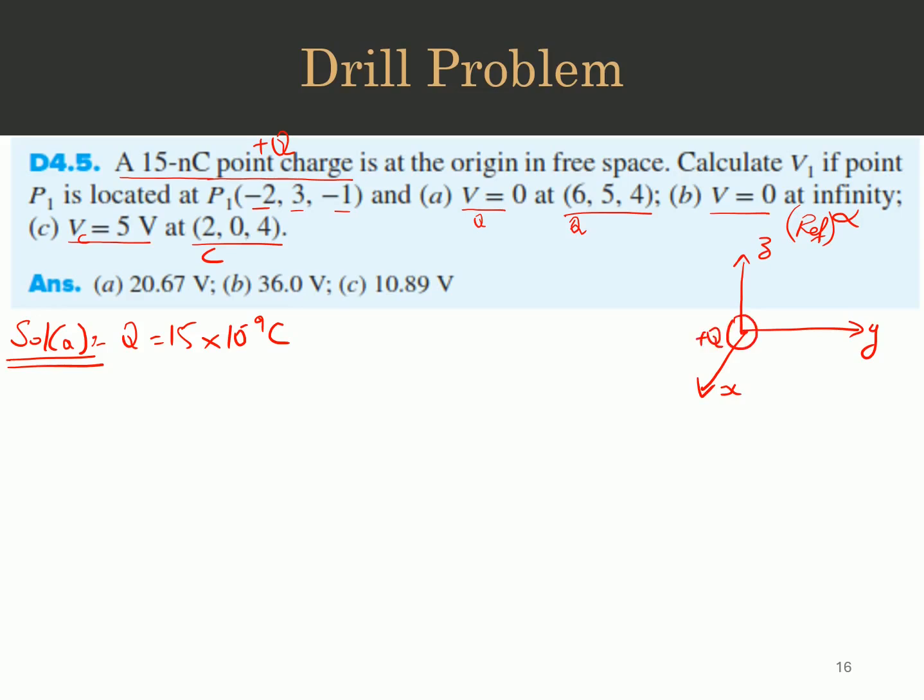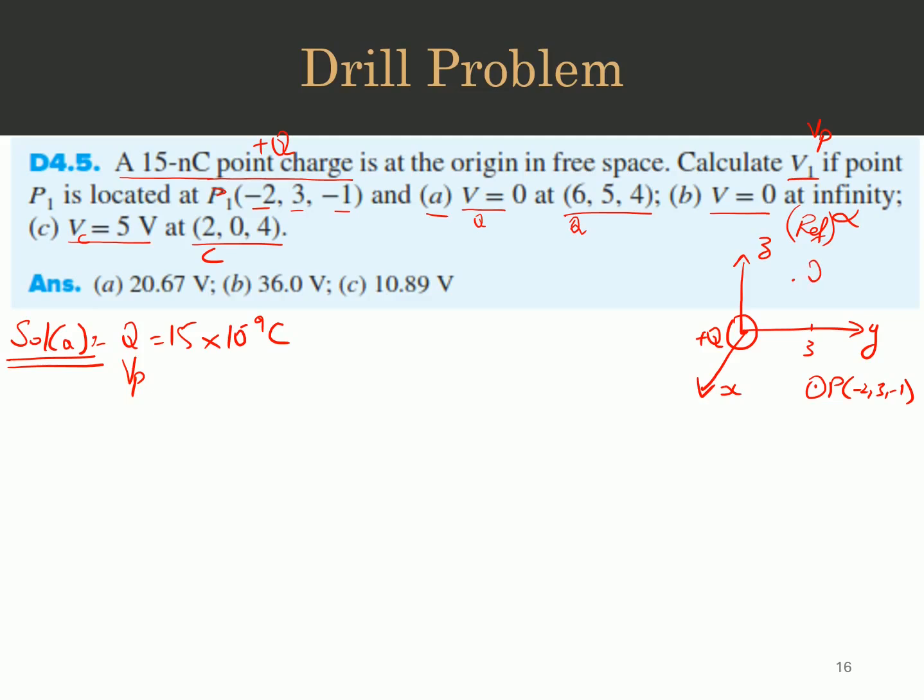And the point, let us call this P1, we need to find V1, so let me call this Vp for clarity because it is P1. So we need to find Vp when A, B and C are given. So where is point P? It is -2, which means something over here, and then 3 something over here, and -1. So let us say the point P comes out to be over here. This is -2, 3, -1, and the first point, part A, is at 6, 5, 4.